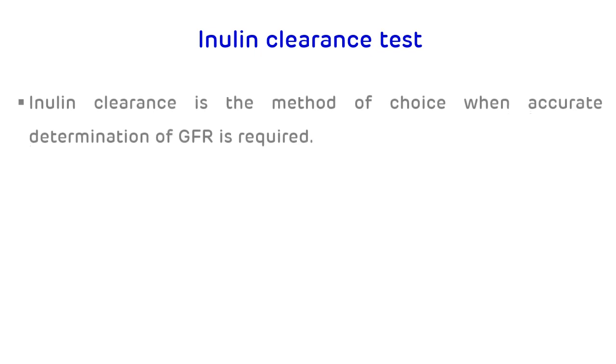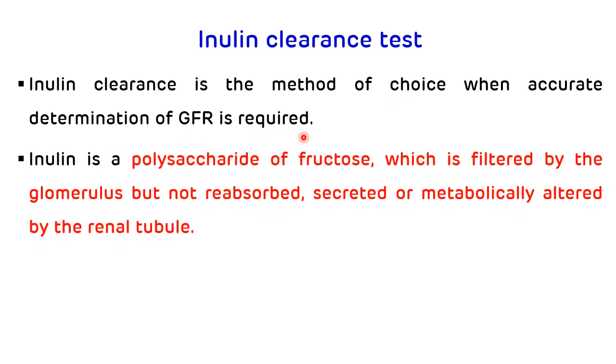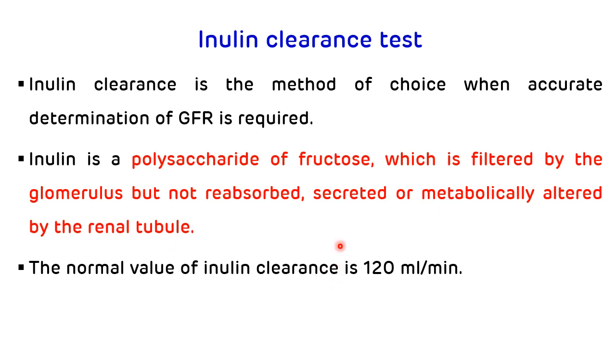Third clearance test is inulin clearance test. So inulin clearance test is the method of choice when accurate determination of GFR is required. Inulin is a polysaccharide of fructose which is filtered by the glomerulus but not reabsorbed, secreted, or metabolically altered by the renal tubule. That's why it is a method of choice when accurate determination of GFR is required. The normal value of inulin clearance is 120 ml per minute.